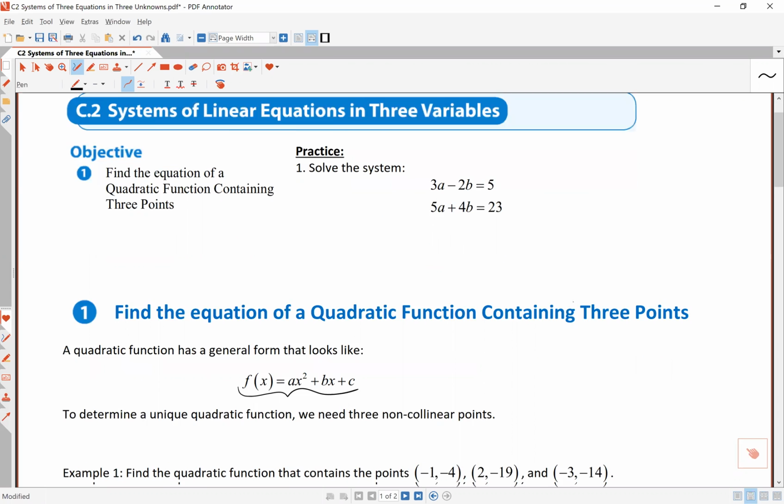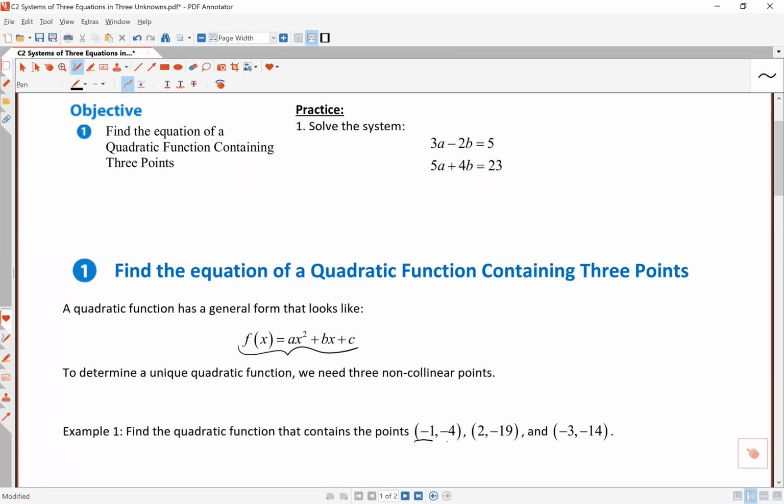When we find the quadratic function that contains the 3 points, we're going to plug in the x equal to -1 and the f of -1 equal to -4, and it's going to give us an equation in the 3 unknowns, a, b, and c. We'll do that for x equals 2 and f of 2 equals -19, and that'll give us a second equation. And doing that same thing for -3 for x and f of -3 equals -14, we'll have a third equation in 3 unknowns, and we'll have to solve it by elimination.